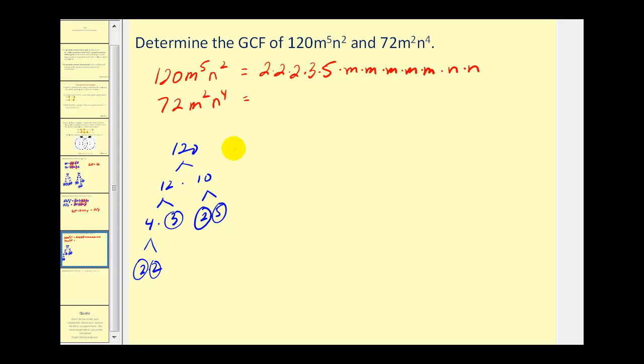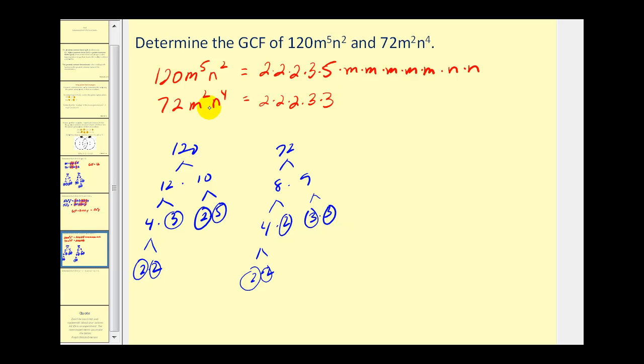We found the prime factorization of 72 on the previous screen. Let's go ahead and show it again though. It'd be 8 times 9, 4 times 2, 2 times 2. So we have 3 factors of 2 and 2 factors of 3. Next we have 2 factors of m and 4 factors of n. Let's go ahead and identify where they overlap or what factors they have in common.